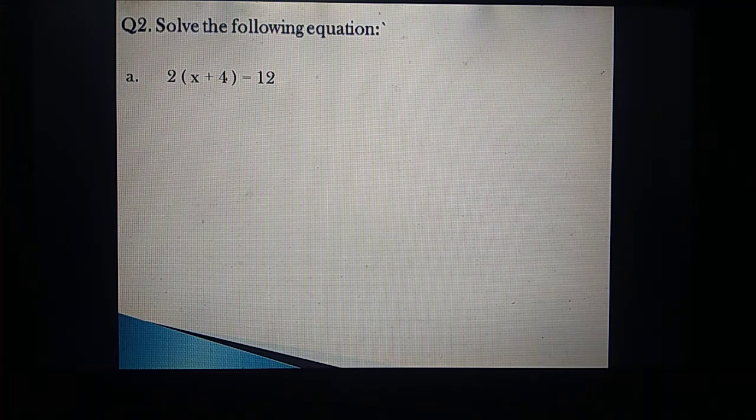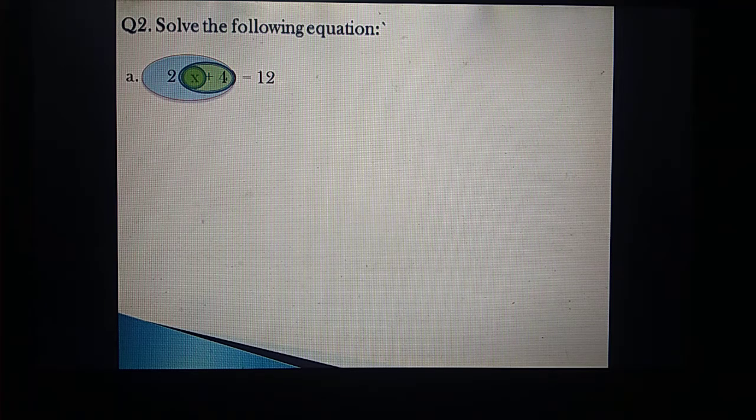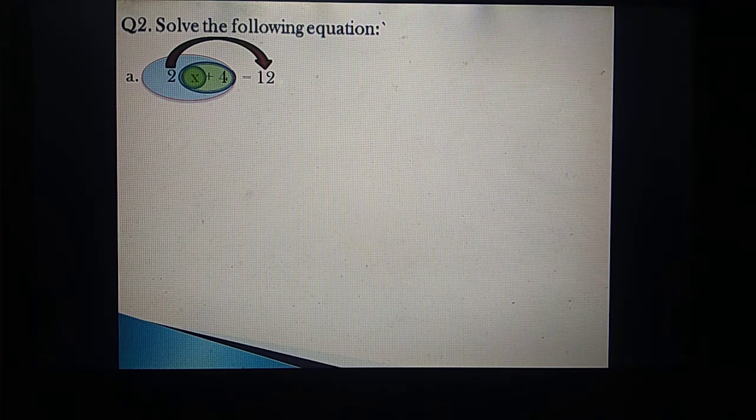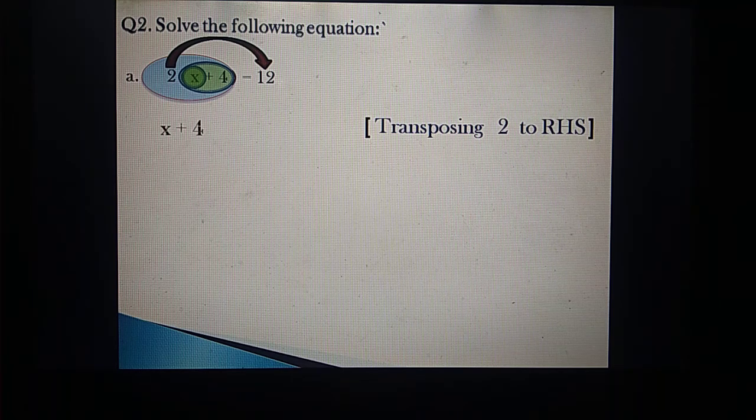So we will start with highlighting the parts. First the variable, then the part which is there with the variable inside the bracket, and then the outermost part, that is 2. So the very first thing you are supposed to transpose here is 2. Now 2 was outside the bracket, so we were multiplying it. Now after transposing, you are supposed to divide it. So the thing left in LHS is x plus 4, and on the right hand side you will find it's 12 divided by 2.